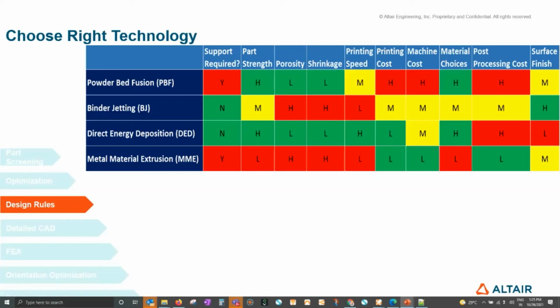If you go to strength of the component, powder bed fusion gives the best among them all, right? Whereas if you see the surface finish, binder jetting is much better. So you have to take a call based on the requirement you have, consider all those metrics, and choose the correct technology. And accordingly your design rules also will change.